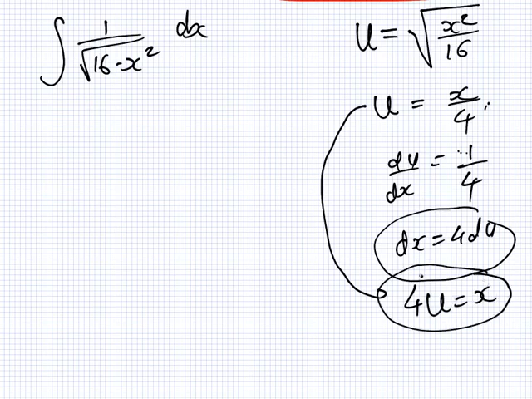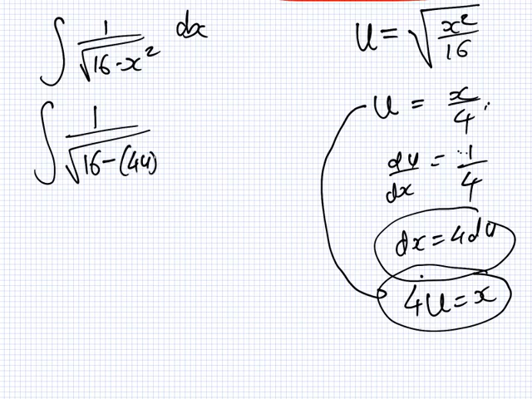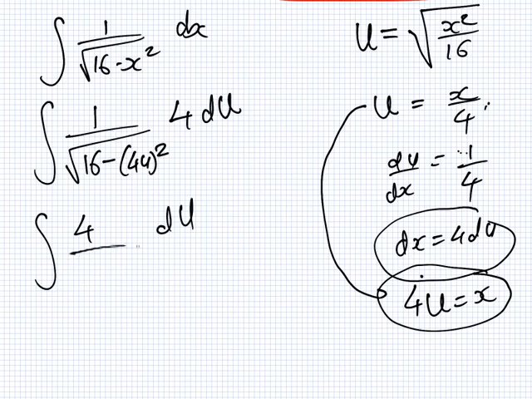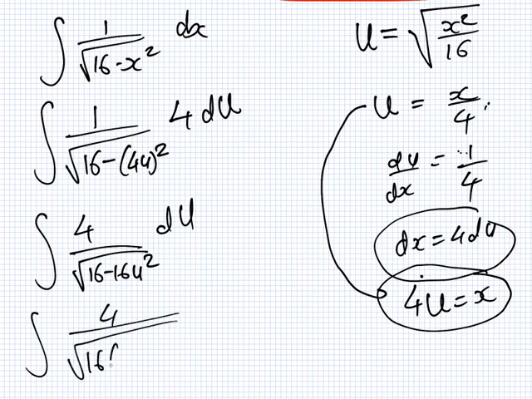Let's put these back into the expression. 1 over root 16 minus x squared, which is 4u squared, and dx, which is 4 du. So this would be 4 du over root 16 minus 16u squared. So this is 4 over root 16 times 1 minus u squared du.